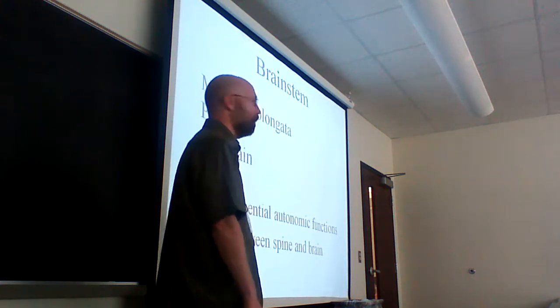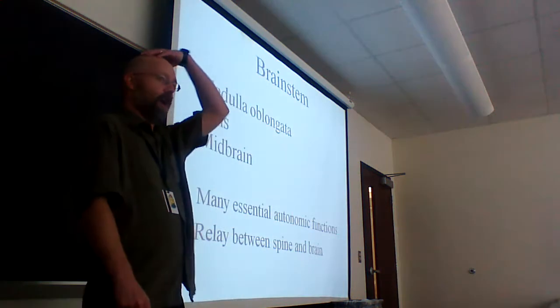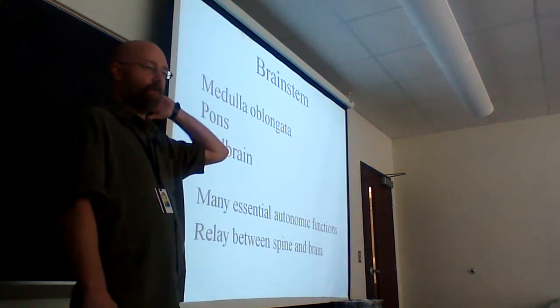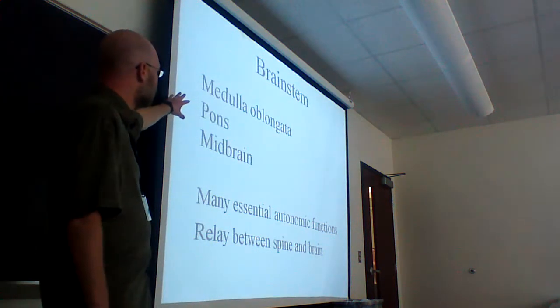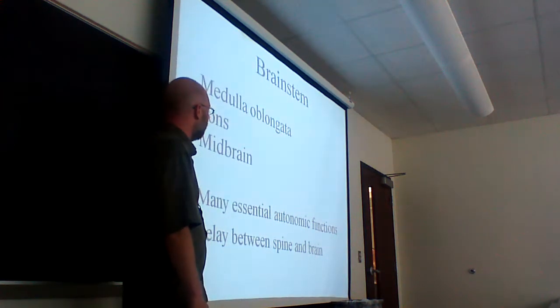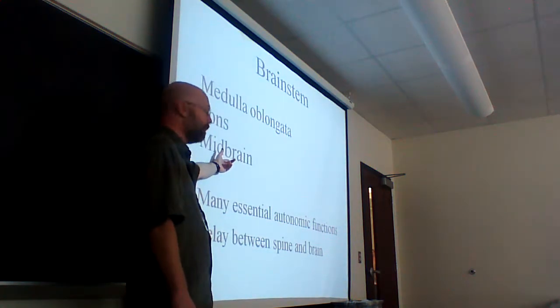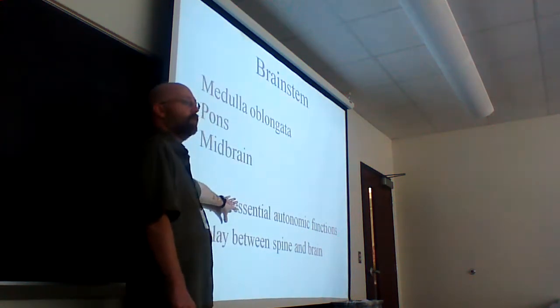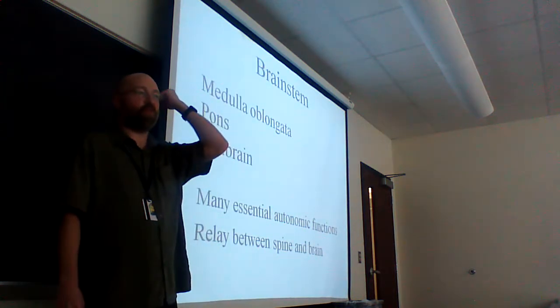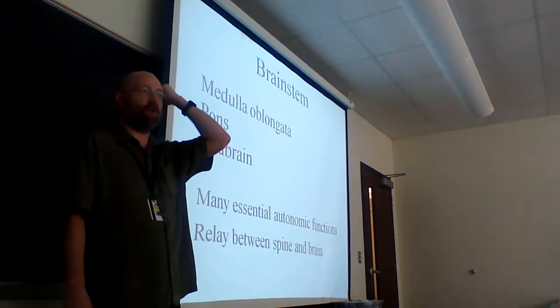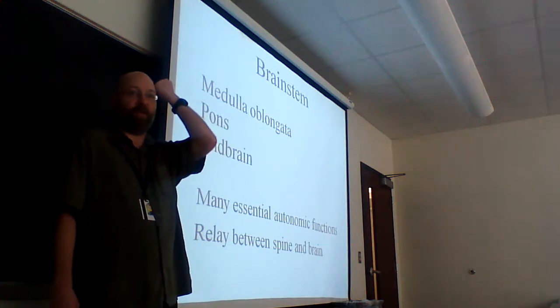Brainstem. Moving on. So we're at the top, now we're moving all the way down to the base of the skull, and we're going to work our way back up. Brainstem, three pieces: medulla oblongata, pons, and midbrain. These are absolutely essential. You can jam a rod into somebody's cerebrum and wiggle it around, and they live to tell another day.